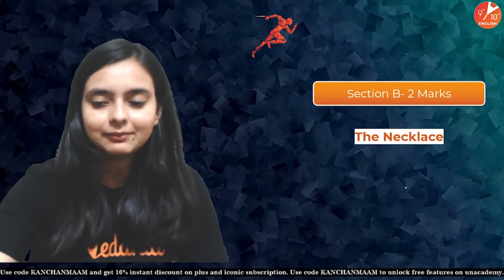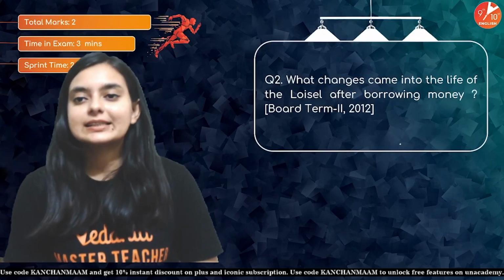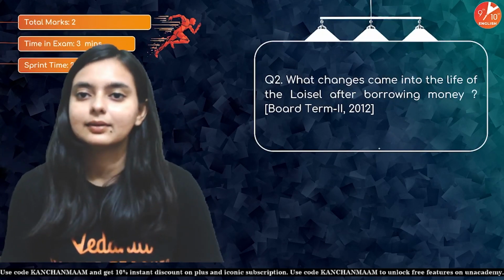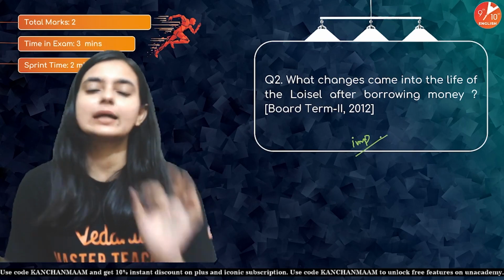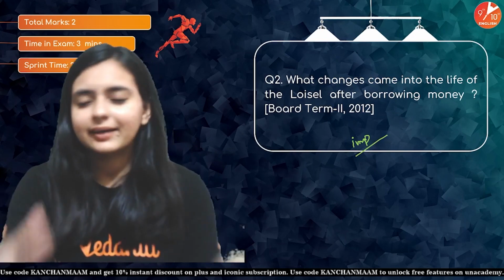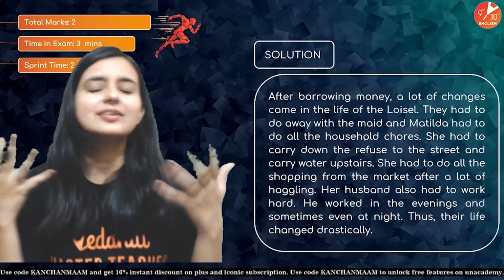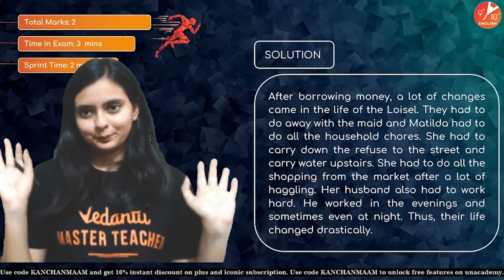Okay, are we ready? The first question is for 2 marks. What changes came into the life of Louisville after borrowing money? Very important question. You can expect this type of question in your paper. Okay, the changes. So this is a direct textual question. So you can just, if you know your text, you can get straight 2 out of 2.